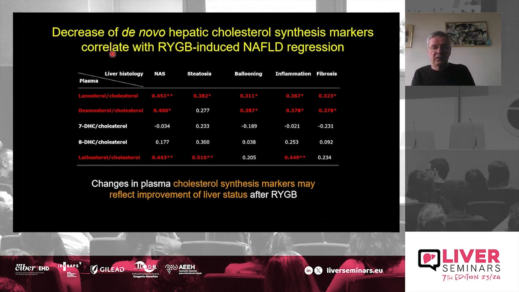And very interesting is that we also found that there is a strong decrease in markers that are related to de novo hepatic cholesterol synthesis, such as lanosterol and desmosterol, and the decrease correlates with a decrease in basically all the parameters that are used to do the histological analysis. And there's also a decrease in latosterol that is an indicator of intestinal cholesterol absorption.